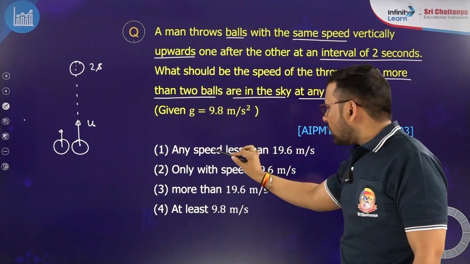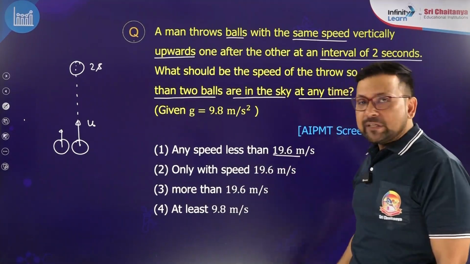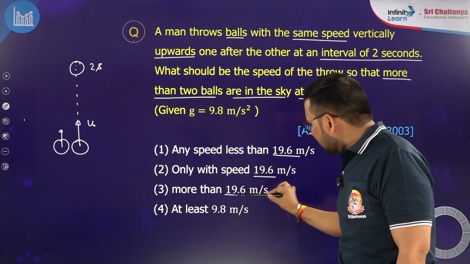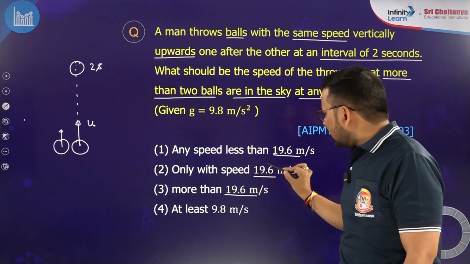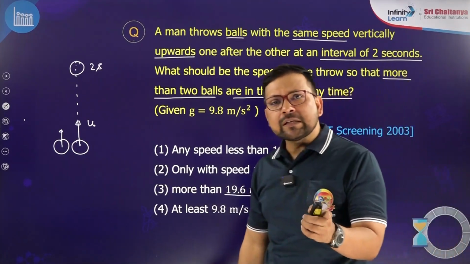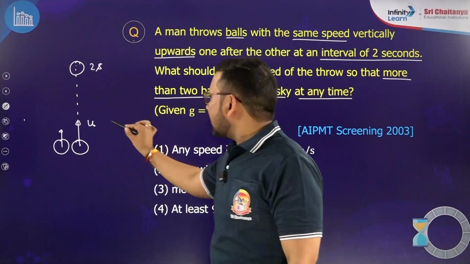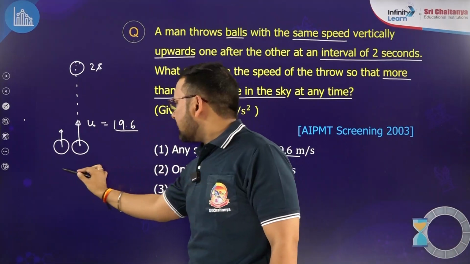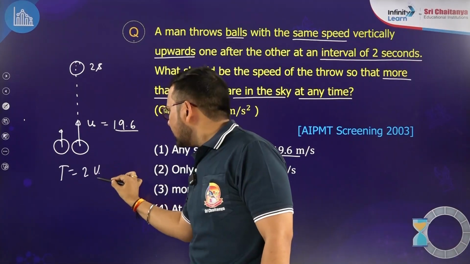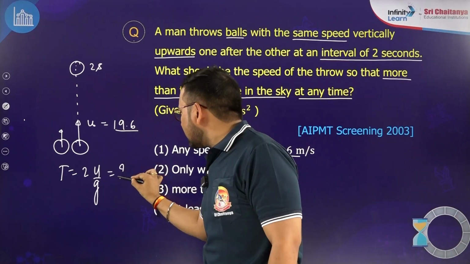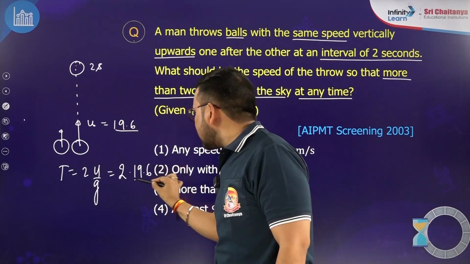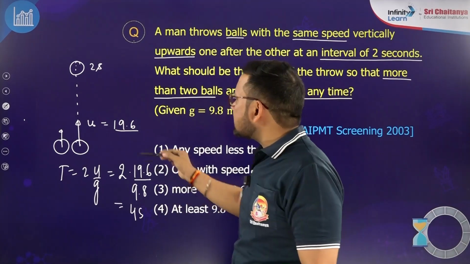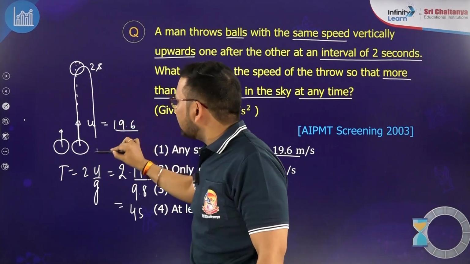Suppose one option is saying less than 19.6, the second is saying 19.6, the third is more than 19.6. So one thing we can do, take 19.6 as a reference initial velocity. If u is 19.6, then time of flight will be 2u by g, that is equal to 2 into 19.6 by 9.8, and that is equal to 4 seconds. Means in 4 seconds, it will go up and come down.